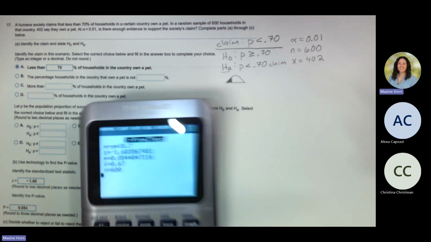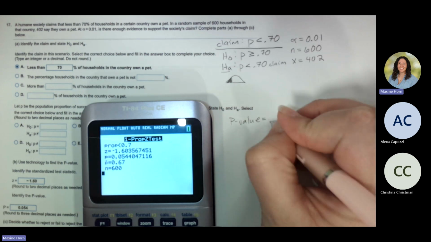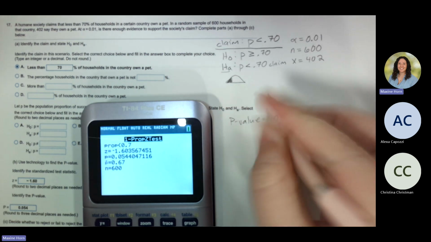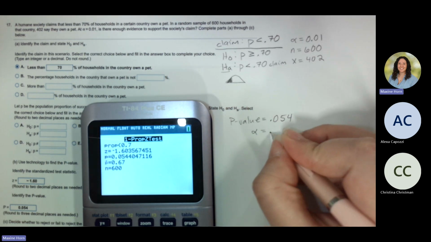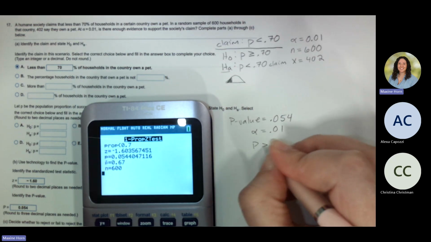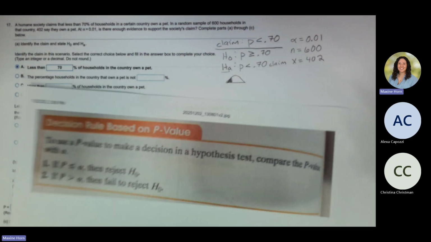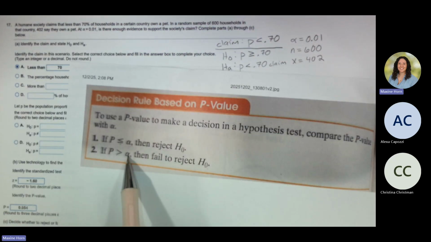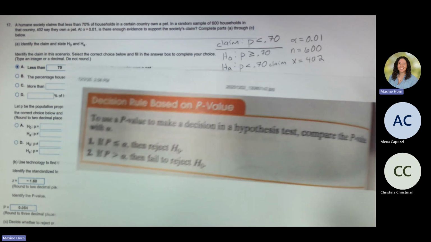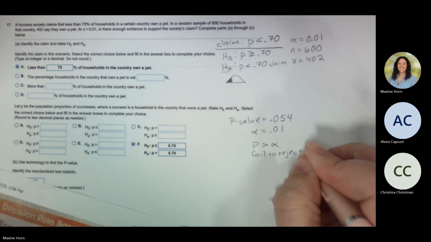Okay, so we have a p-value of 0.054. We have an alpha of 0.01. So our p-value is greater than our alpha. What happens when our p-value is greater than our alpha? We fail to reject the null. So fail to reject. Okay.